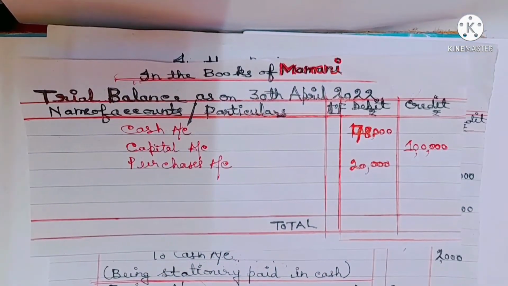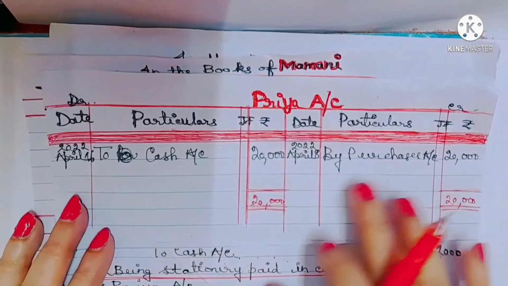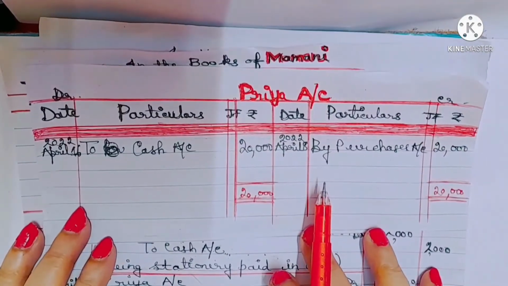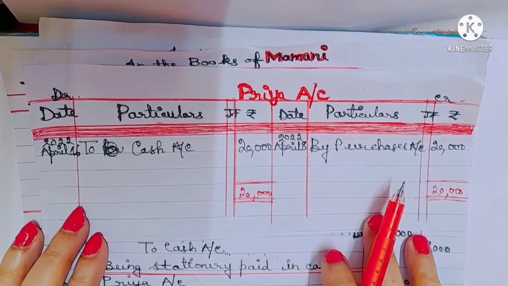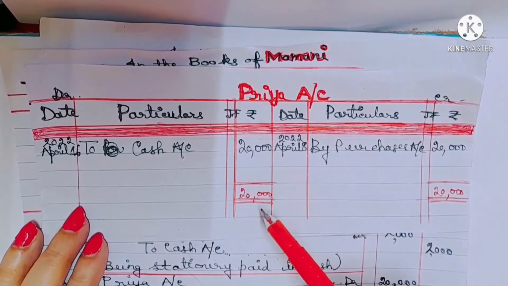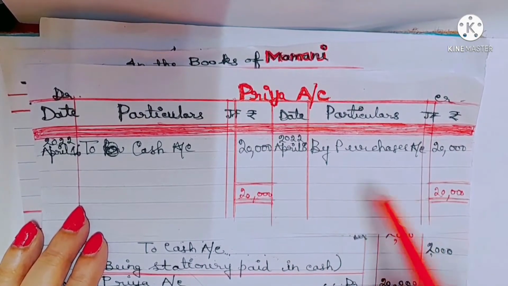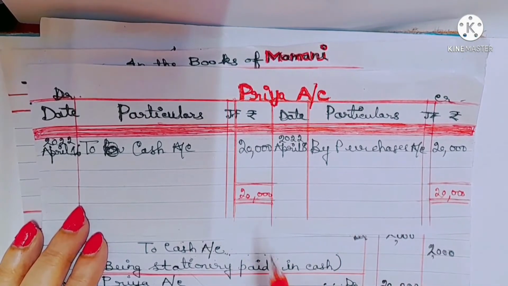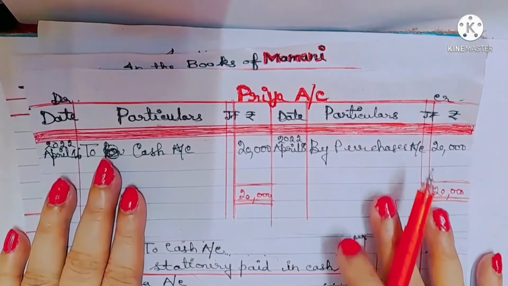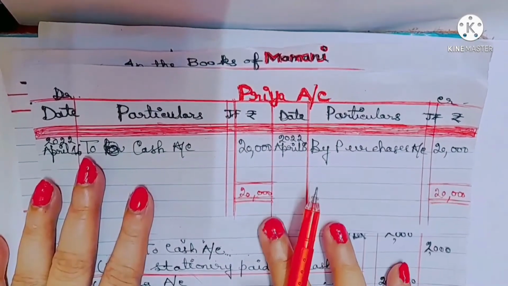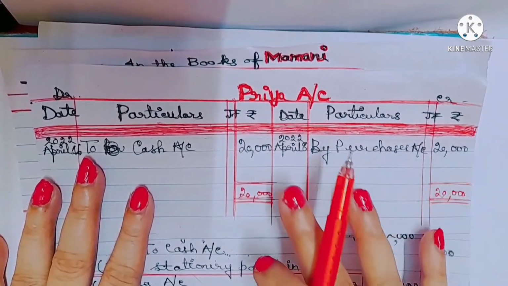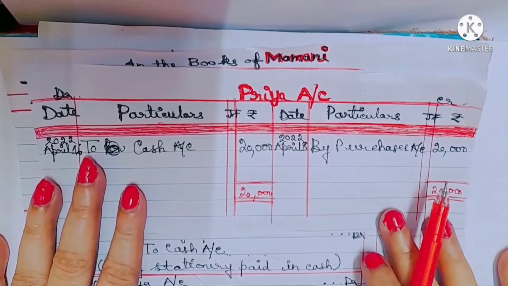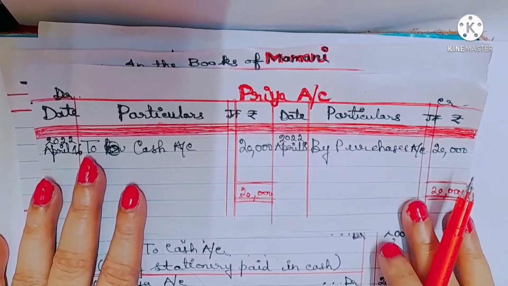Next is Priya account. See, Priya account. I told you Priya account won't appear in trial balance. Why? Debit side total is equal to credit side total. There is no balance. No by balance CD or to balance CD. See, debit side 20,000. The total of debit side is 20,000. The total of credit side is 20,000. So, Priya account will not appear in the trial balance.